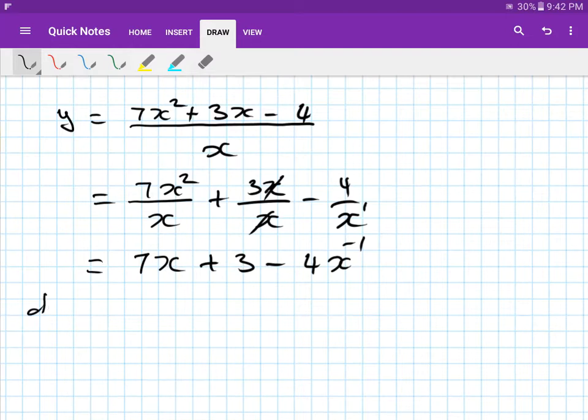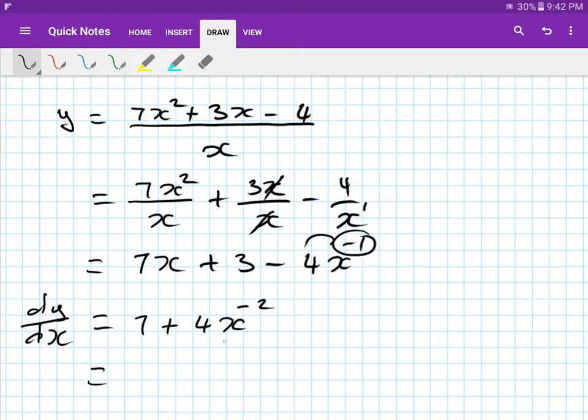So I go dy dx. dy dx is equal to 7. Okay, 3 is just 3x to the power 0, and anything times 0 becomes 0. Then the power becomes minus 1. I bring this down, so minus 1 times minus 4 is plus 4, so 4x to the power of minus 2. Then we bring it down because we don't want to write negative powers. So plus 4 over x squared. I can write that.